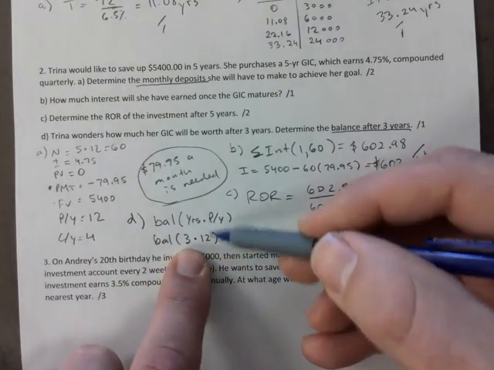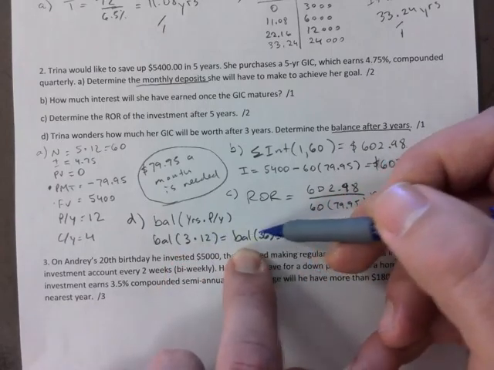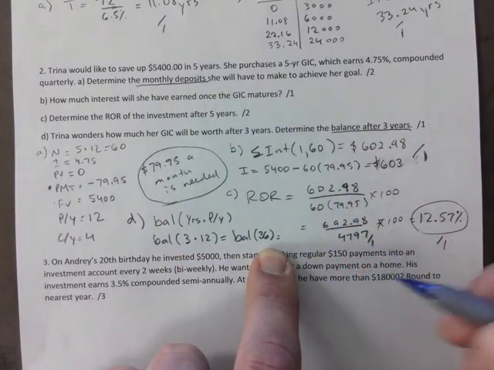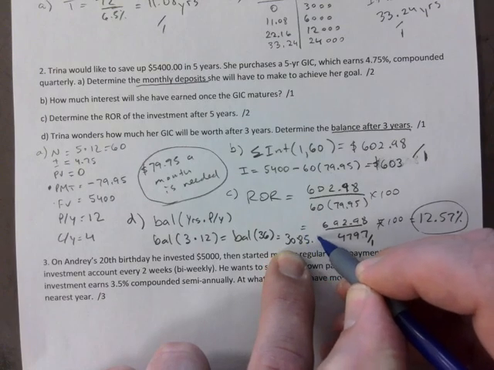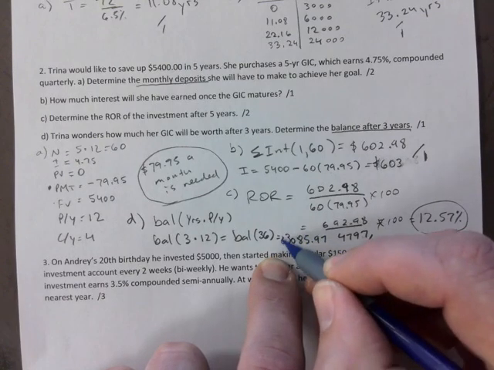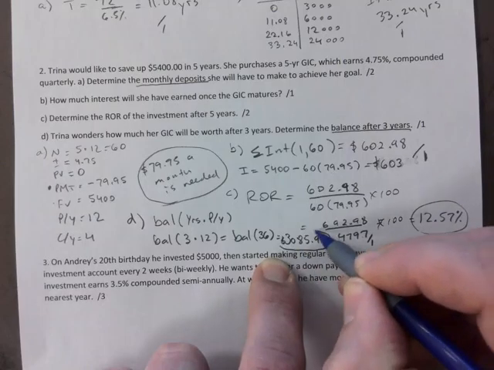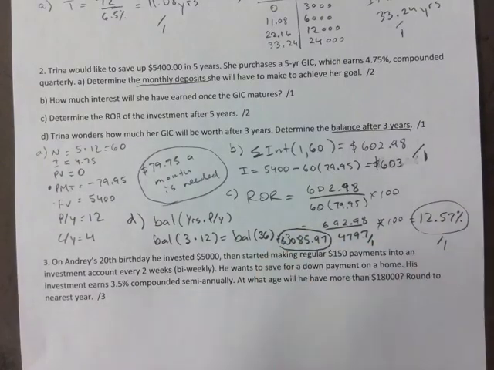Do you need to show this? Absolutely not. You can go straight to balance 36, and that is 3,085.97. So that's how much money you would have 3 years into your investment. Okay, so that's when you need to call on balance to help you out there.